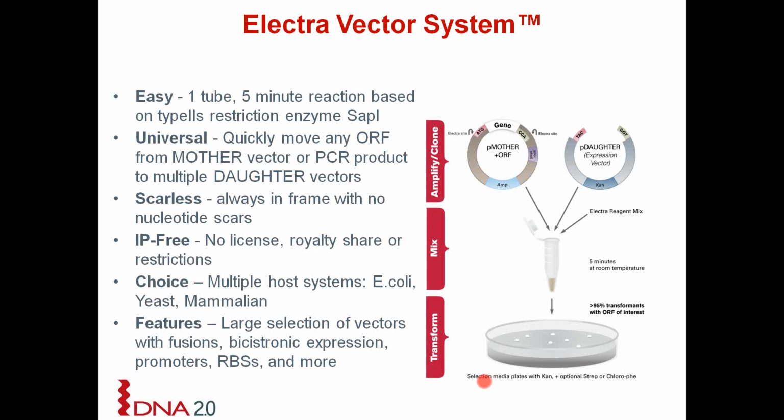So the thought of testing these vectors probably seems daunting and like a lot of work. So the way we've been able to do it in-house is with the Electra vector system. So we use Electra cloning to perform all the experiments I've discussed here today. And it's really allowed us to do that in a rapid and cost-effective manner. So for those of you who aren't familiar with Electra, it truly is an enabling technology. It's a 5-minute rapid benchtop reaction.